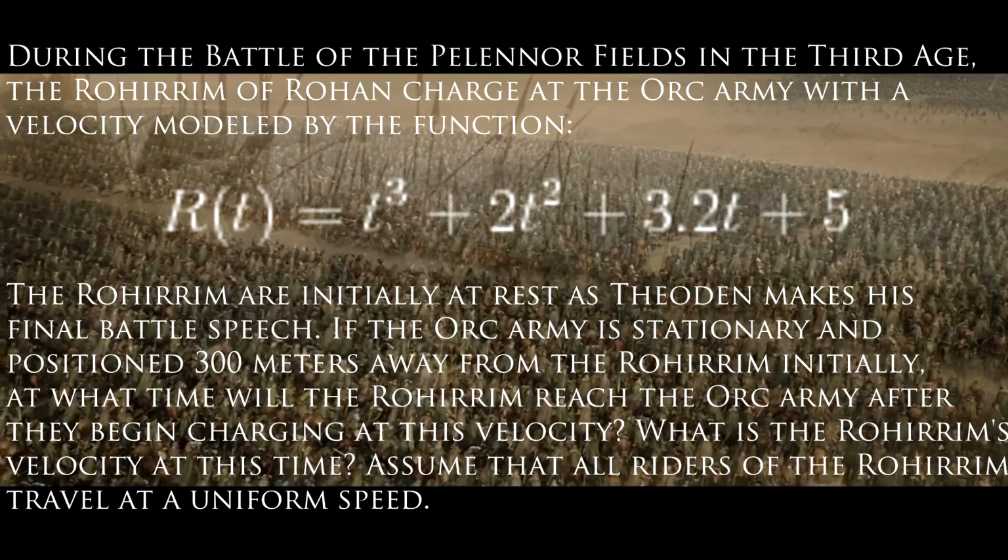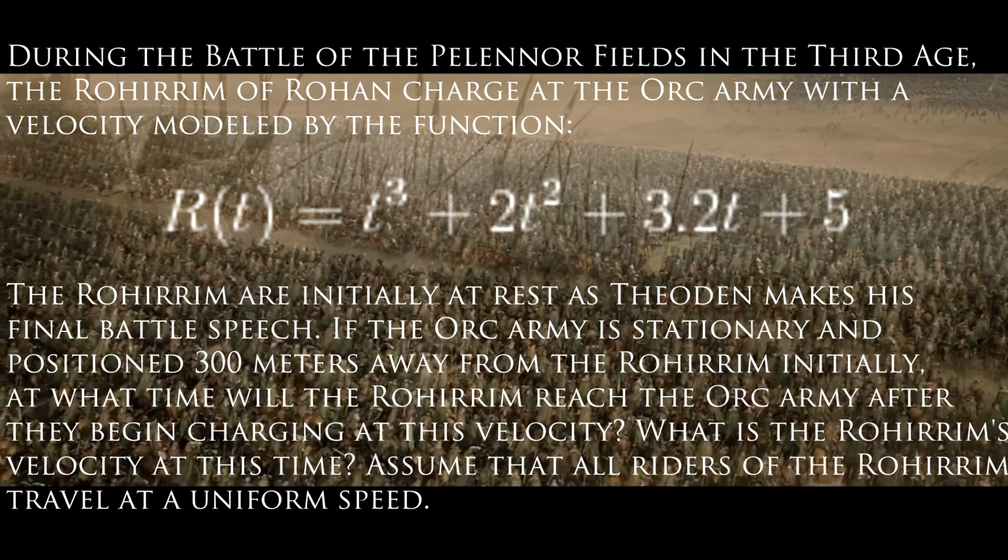Rises! During the Battle of the Pelennor Fields in the Third Age, the Rohirrim of Rohan charged at the Orc army with a velocity modeled by the function r of t equals t cubed plus 2t squared plus 3.2t plus 5. The Rohirrim are initially at rest as Theoden makes his final battle speech.